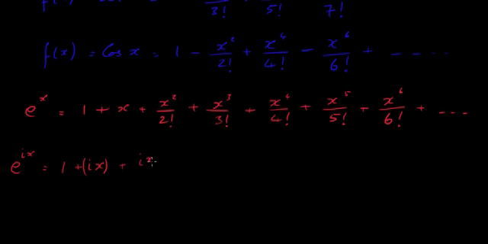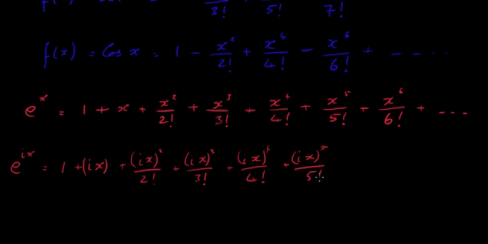plus ix squared over 2 factorial plus ix cubed over 3 factorial plus ix, I'll do a few of these, to the power of 4 over 4 factorial plus ix to the power of 5 over 5 factorial, and finally I'll just do this one, ix to the power of 6 over 6 factorial. Okay, now if I do this, what I'm going to do next is I'm just going to multiply out these brackets here, see what I end up with. Okay, I'll come back to these two in a few minutes.